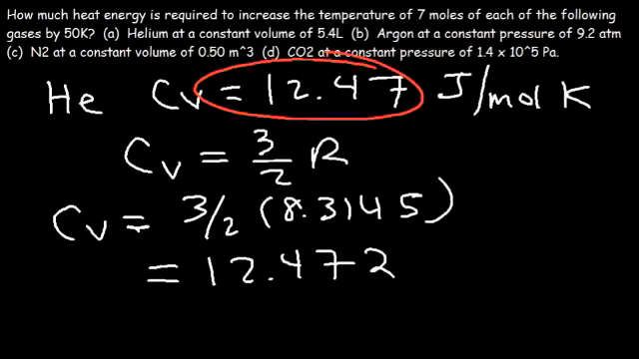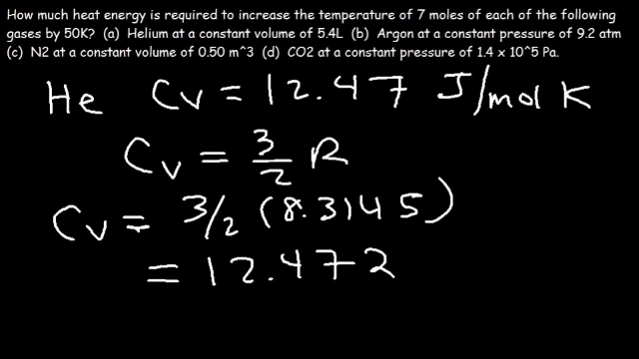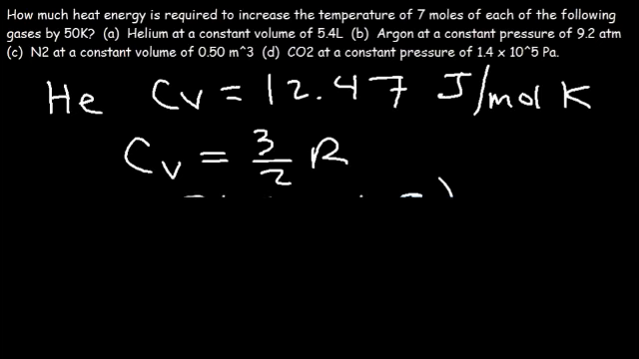So for most monatomic gases, CV equals 3/2 R is a good approximation of the actual value. So chances are, for a question like this, you probably won't be given the CV value. You just have to know that CV is equal to 3/2 times R for a monatomic gas. So now let's use the equation.